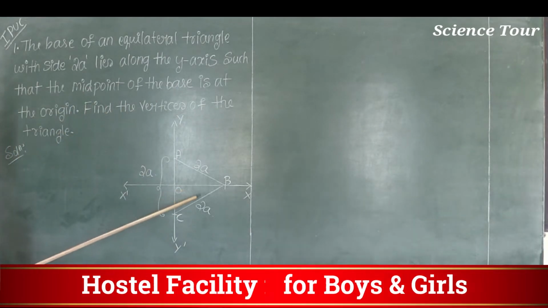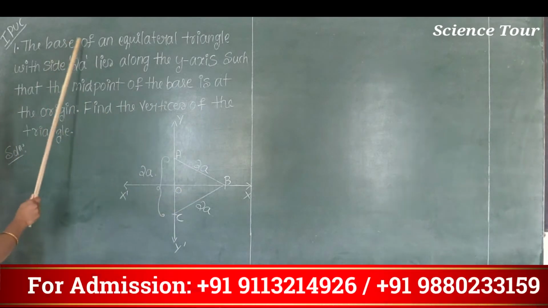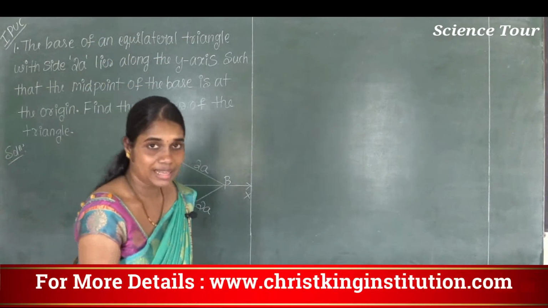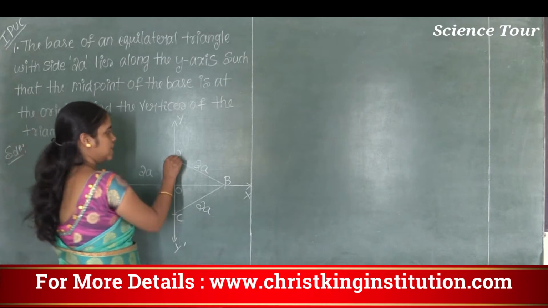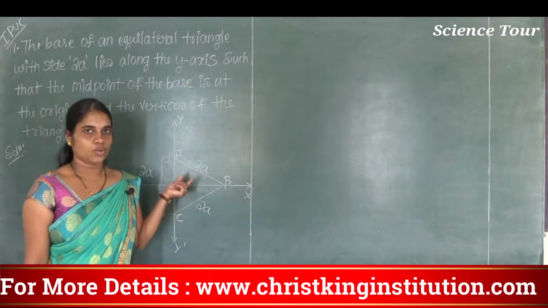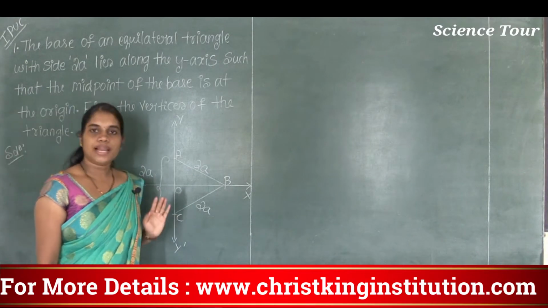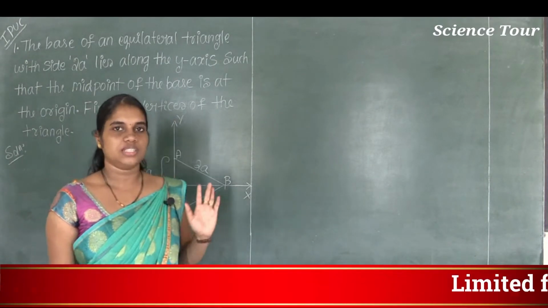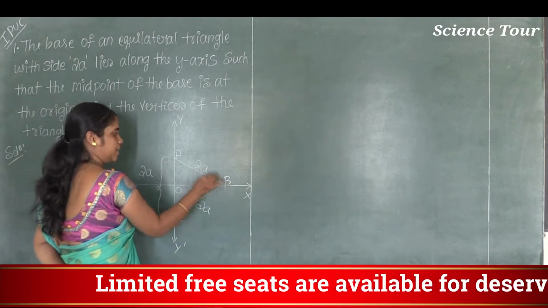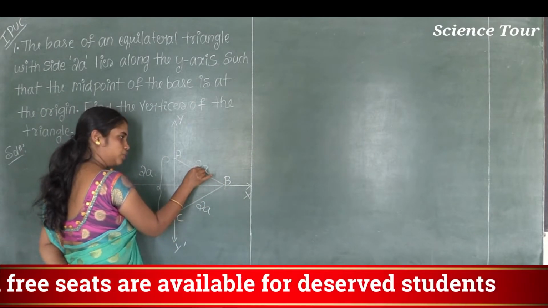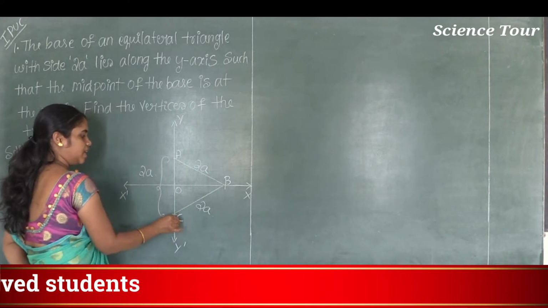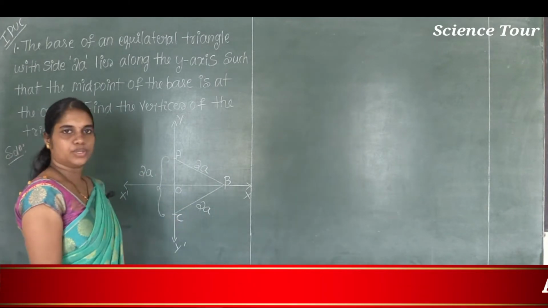Okay, see this is a figure. See the base of an equilateral triangle with the side length given. So what is the length of the side here? The length of the side is 2A. Equilateral triangle means all the three sides are equal. So here the length of AB is equal to 2A, the length of BC is also equal to 2A, the length of AC is also equal to 2A.